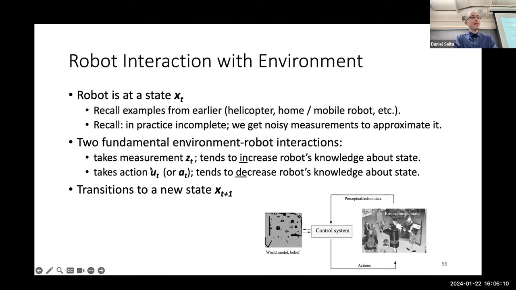Notation-wise, people who work in control often use UT for robot action. In reinforcement learning, people often use AT. I prefer AT, but UT is also another convention, so just keep that in mind. And for state, sometimes people write ST instead of XT. So hopefully the context is clear whenever you're reading something. And then when you take an action, you transition to a new state.